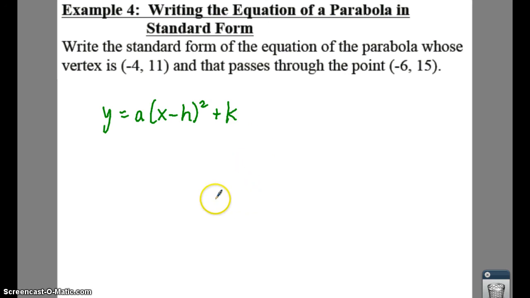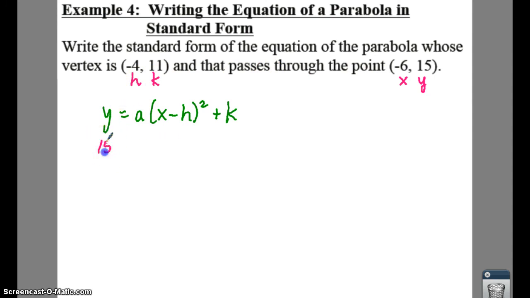So if we're going to write an equation in standard form, then we are given our vertex at (-4, 11), and we are also given a point at (-6, 15). We have 5 variables in your formula, but you are given 4 numbers. So if you're given your vertex, that is h comma k, and then if you're given a point, this is your x comma y. So we are given 4 of our 5 variables here. The only thing we are not given is your a. So we're going to plug these numbers into the formula, and we're going to have to solve for a.